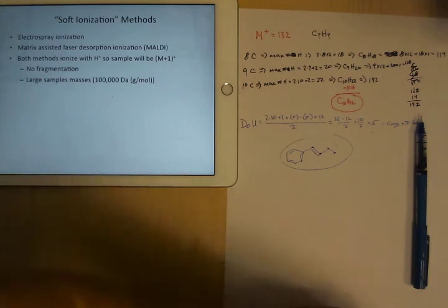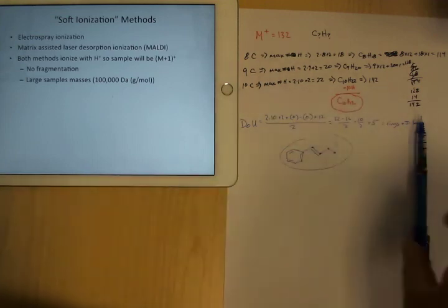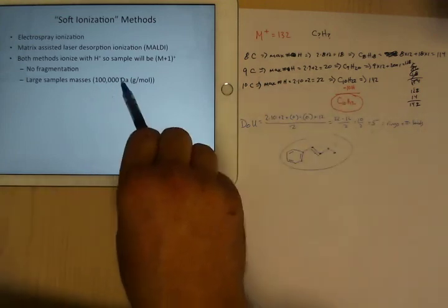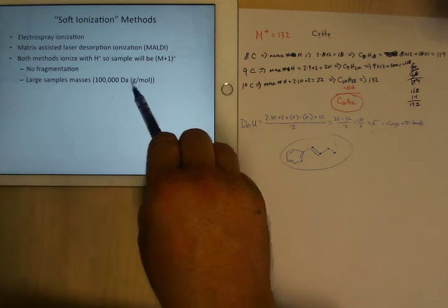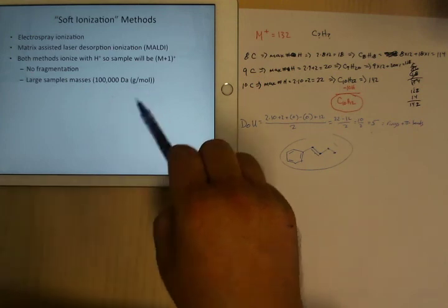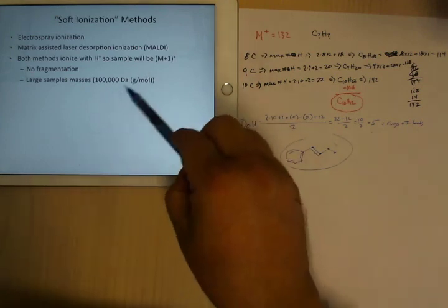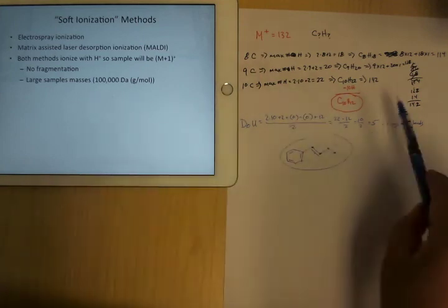Okay, but you don't get fragmentation, and you can get up to really large sizes, at least 1,000. So if you're a biologist, it's 1,000 Dalton or 100,000 Dalton. If you're a chemist, it's 100,000 grams per mole, or an AMU. And I'm sure you can get much larger than that as well.